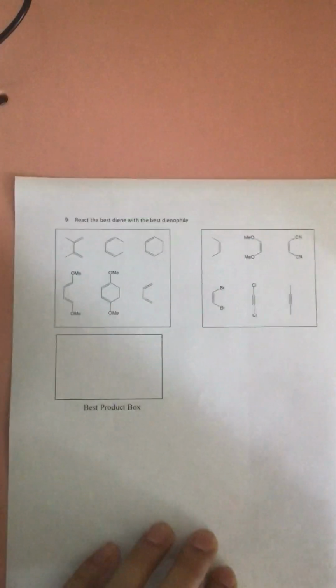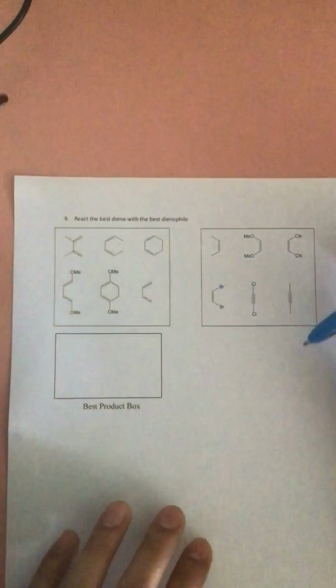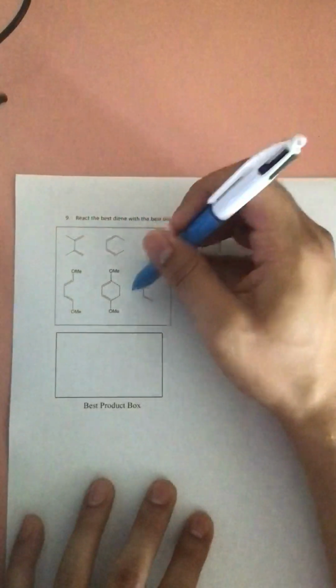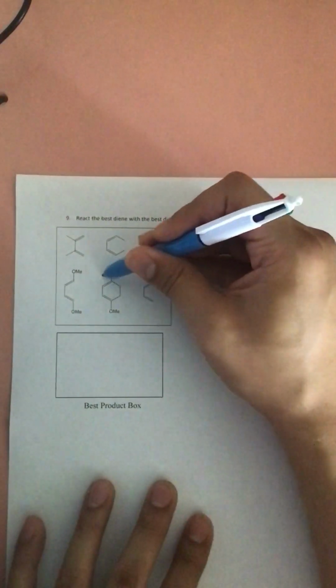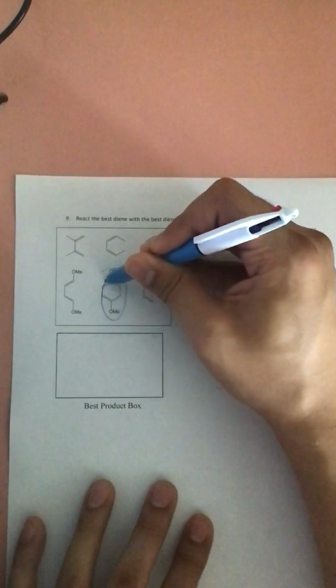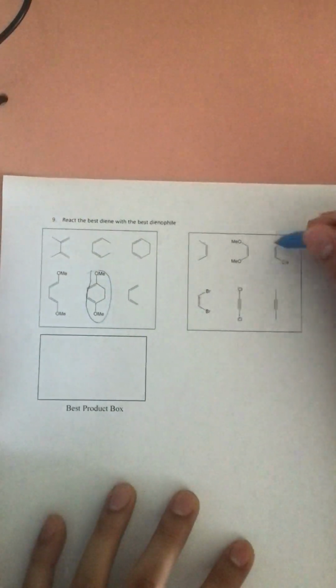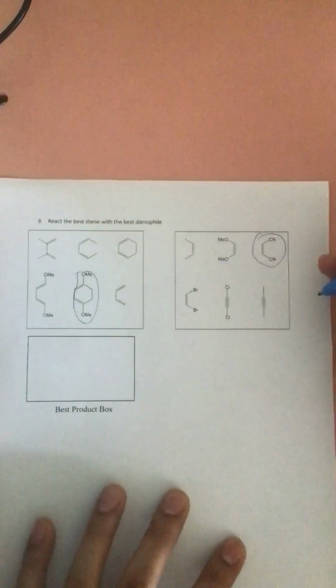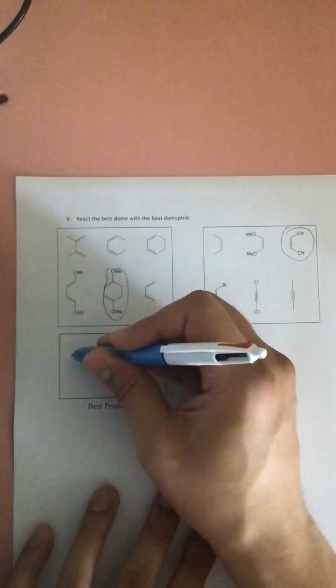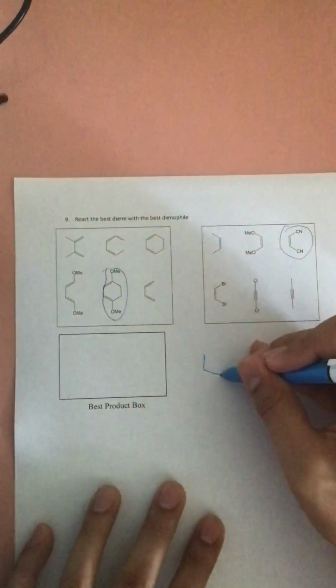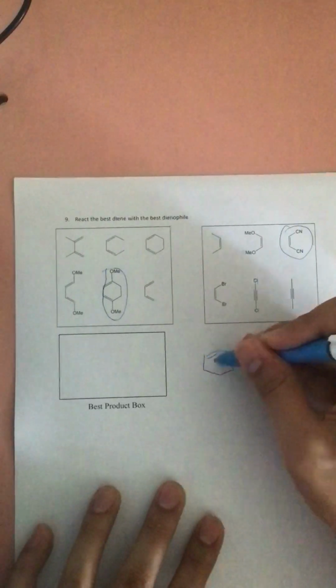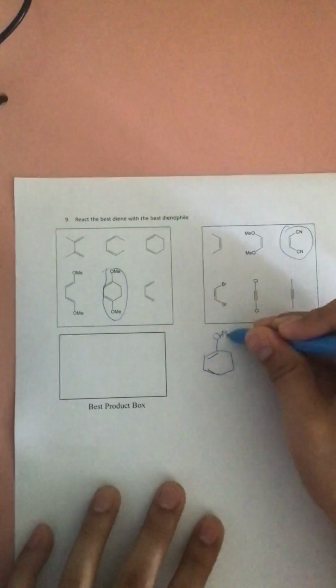React the best diene and the best dienophile. The best diene is going to be one that's locked in the S-cis and also has electron donating groups. So this is the best diene. The best dienophile is going to be the electron poor one. Should be this one. So if I react the two, let me just do the reaction over here instead of just drawing the product.